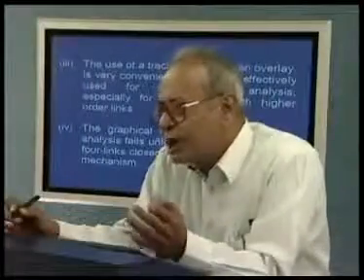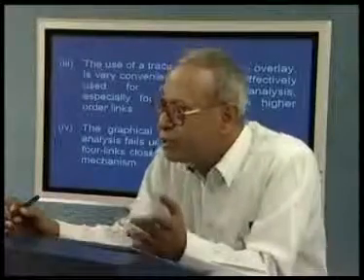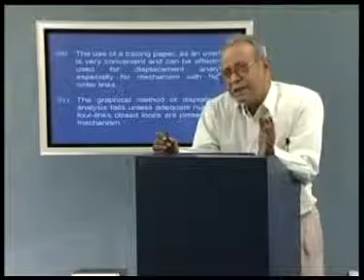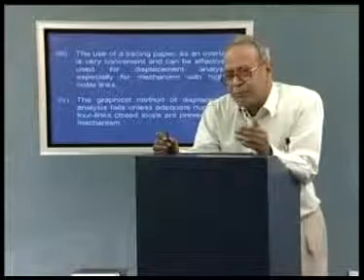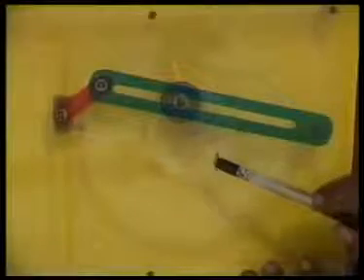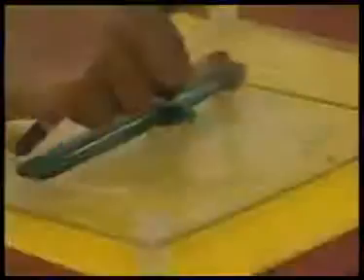So let me start with the first example, which is a slotted lever quick return mechanism, which is used in shaping machines. First I will show you the model, then the kinematic diagram of the same mechanism, then pose the question of displacement analysis. This is the model of the quick return mechanism that is used in a shaping machine.